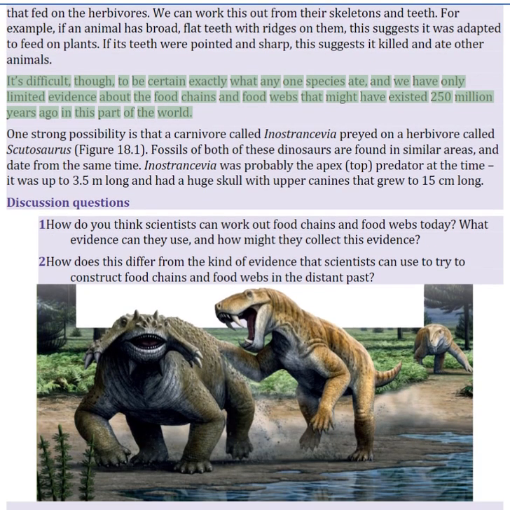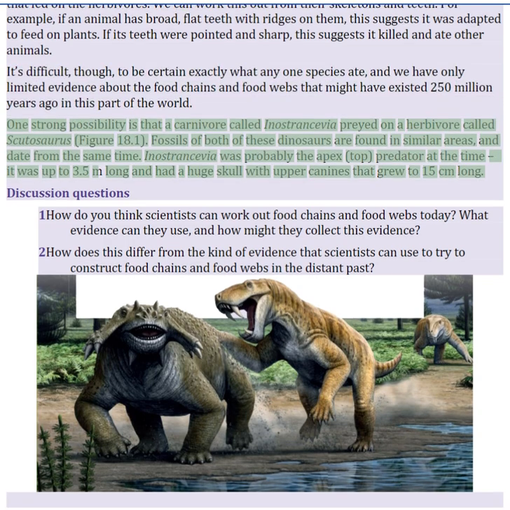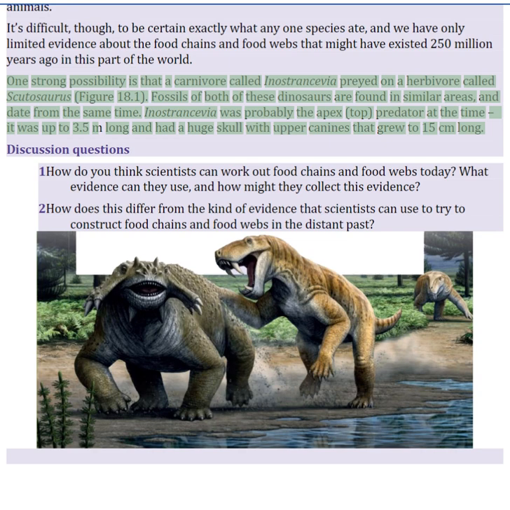It's difficult, though, to be certain exactly what any one species ate, and we have only limited evidence about the food chains and food webs that might have existed 250 million years ago in this part of the world. One strong possibility is that a carnivore called Inostrancevia preyed on an herbivore called Scutosaurus. Fossils of both of these dinosaurs are found in similar areas and date from the same time. Inostrancevia was probably the apex predator at the time. It was up to 3.5 m long and had a huge skull with upper canines that grew to 15 centimeters long.